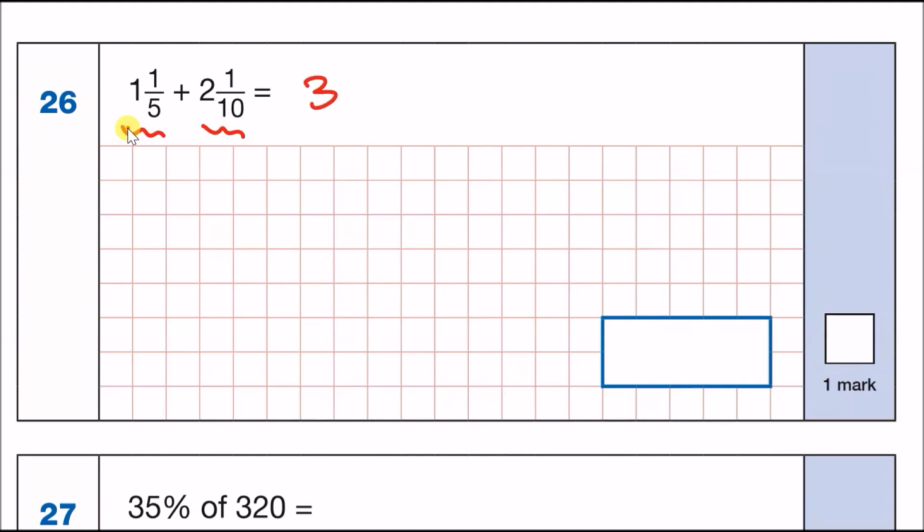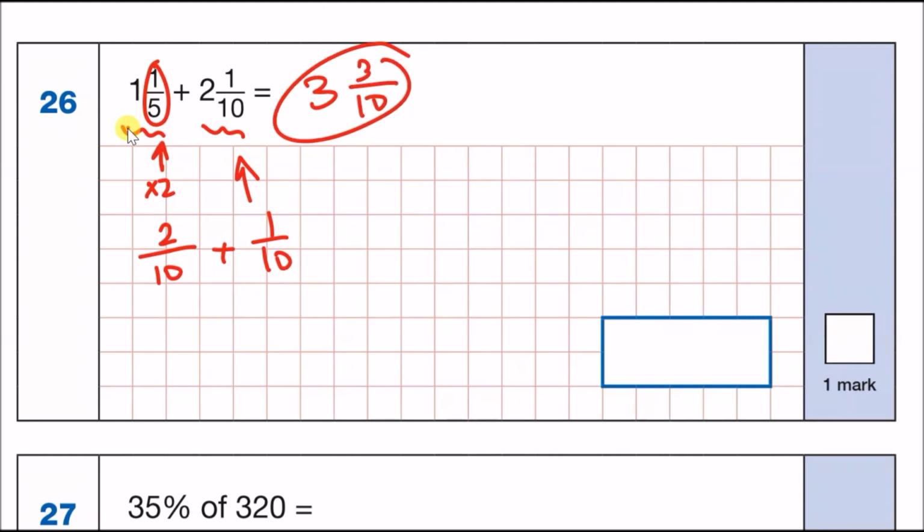Now to make both of these have common denominators, we can just look at the 5. If we times the 5 part by 2, this fraction is going to be over 10, and it now becomes 2 over 10. Now adding up the fractions, 2/10 and the one over here, which is 1/10, that's going to give us 3/10. And that's it, guys. This is your answer, 3 3/10.